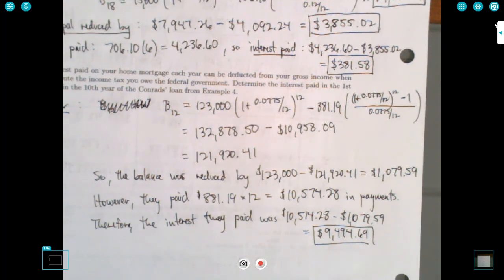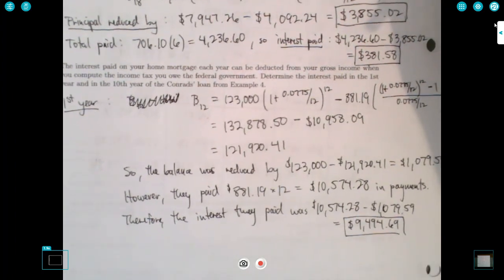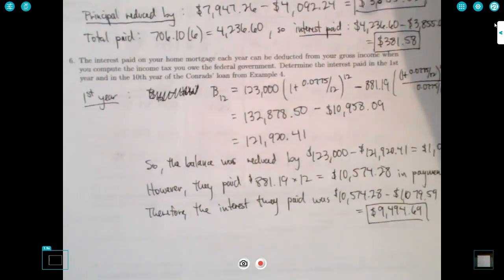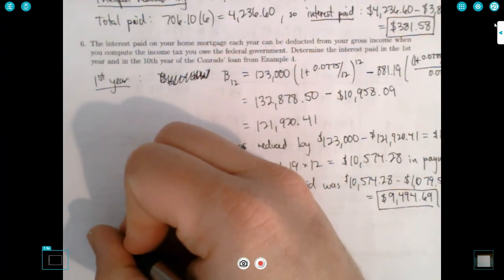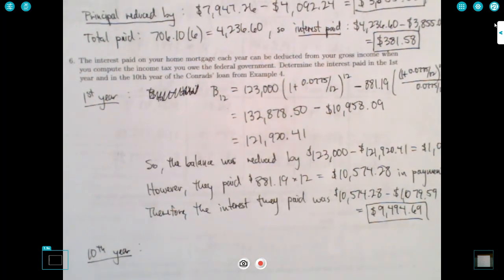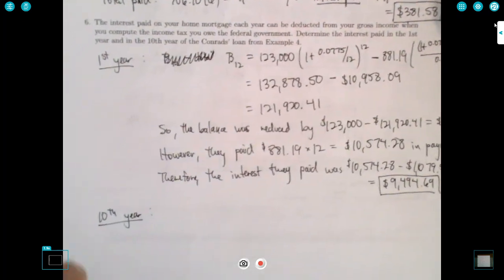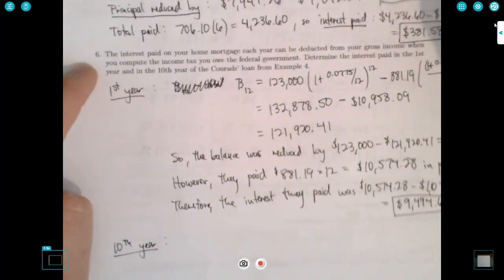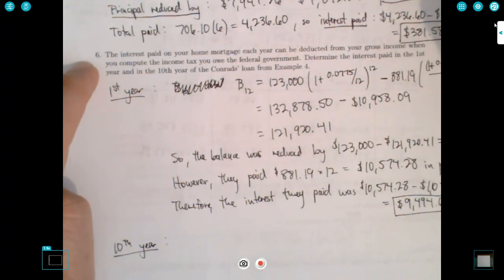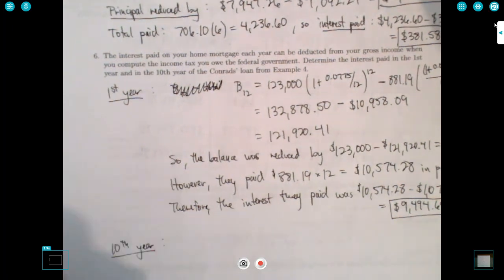Now, if you're thinking to yourself, I'll never do this in my real life, you're absolutely correct, because the bank will do this for you. By the way, that was after the first year. We're supposed to do this for the 10th year as well, but I'm not going to, because holy schmoly, that's a lot of work. And in fact, I just made an executive decision that I'm not going to put anything like this on your test, right? In fact, probably I'm not going to put anything from this section on any tests that you have.